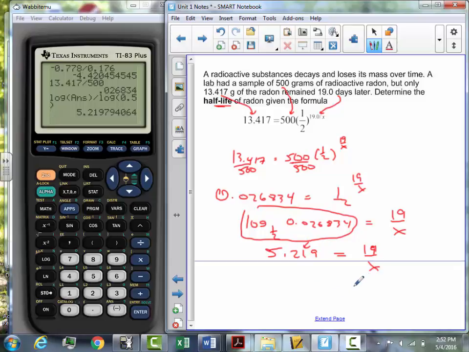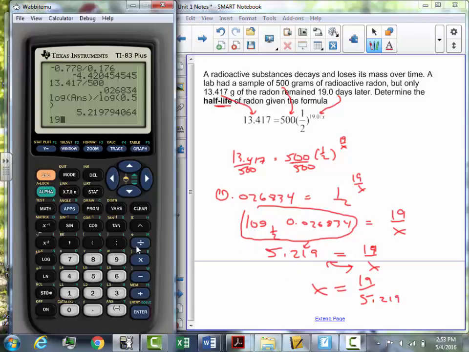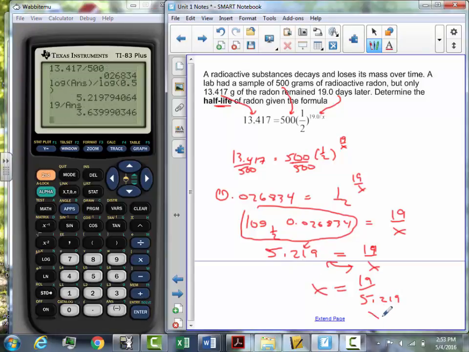And then last step: how do you get x by itself? Do you guys remember from our rationals unit? You've got to change those guys' spots. So x is up, but 5.219 comes down, so x is going to equal 19 divided by 5.219. I got 3.6. Okay, that's doable. And I'd like to encourage you to try one or two of those.